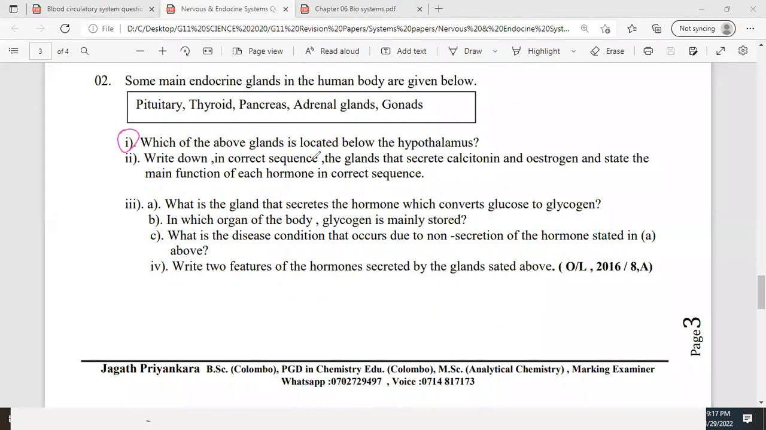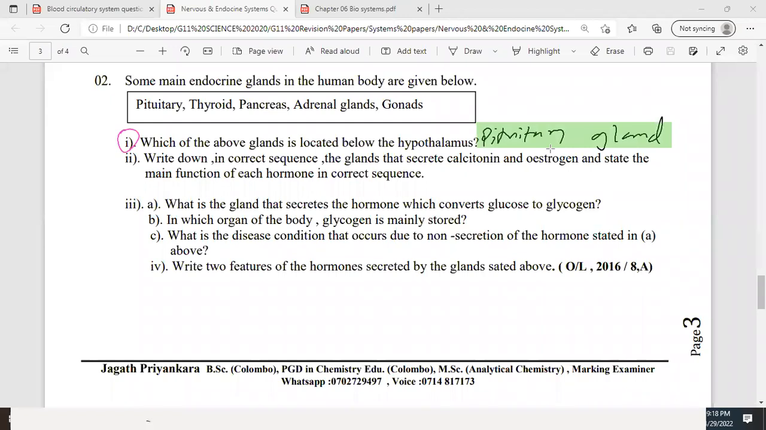Part 1. Pituitary gland. Yeah, very good. Just below the hypothalamus, you have the pituitary gland. Very good. You can mark your answers with the red pen. Pituitary gland. I'll highlight this.